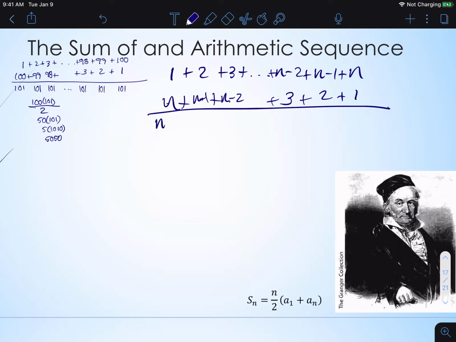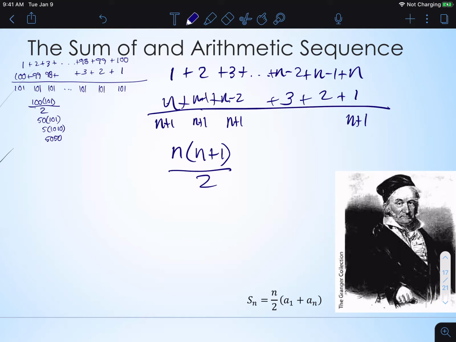Well, we end up with n plus 1, and n minus 1 plus 2 is n plus 1, and n plus 1, and n plus 1, etc., etc. How many n plus 1s do we have? We have n of them. So look at what this becomes. This becomes n times n plus 1 divided by 2, because I had two rows of them. And so that ends up being how we work this if we're just counting by ones.